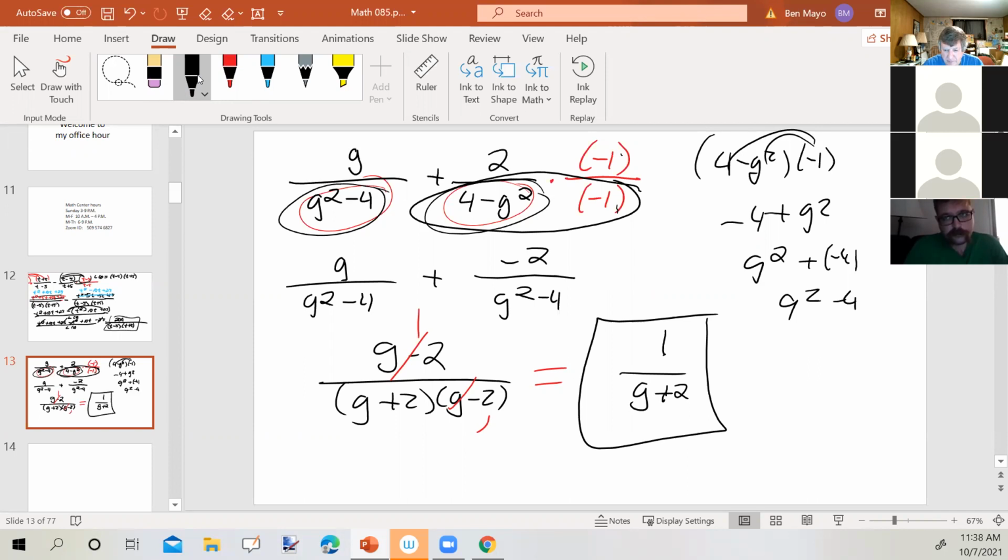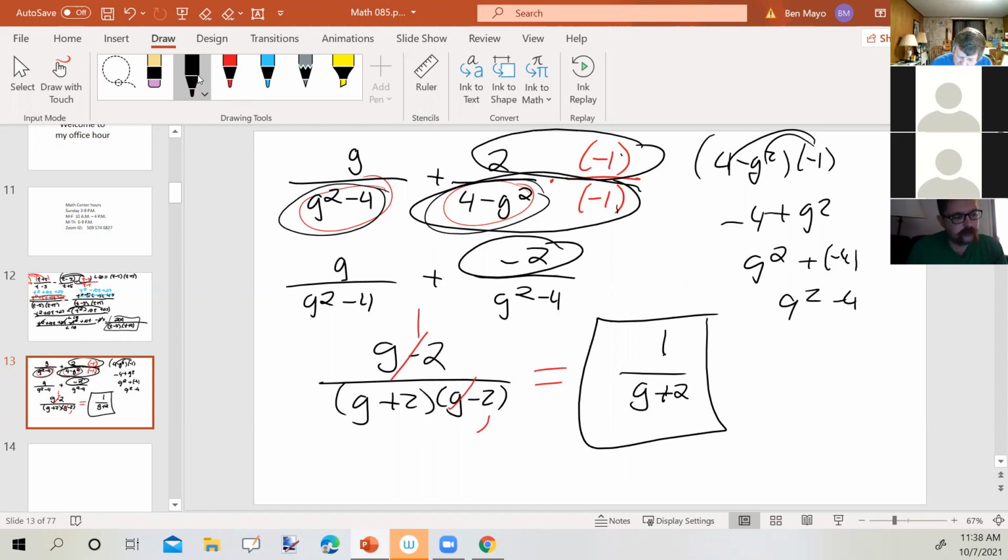You all right with that, Shannon? Yeah, I followed the -1 part, how you explained it yesterday. And so for my final answer, I got g plus 2 over g squared minus 4. I didn't do the g minus 2. I screwed up on the last part where you have the g minus 2 over g plus 2, g minus 2. I didn't do that part.